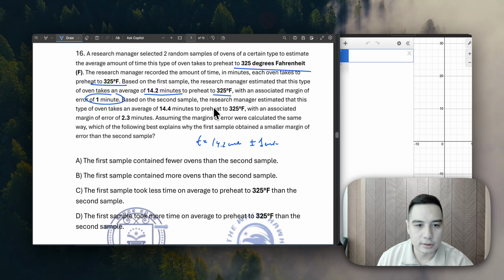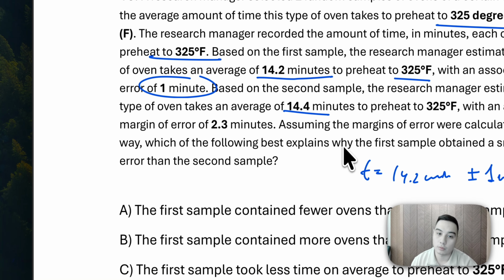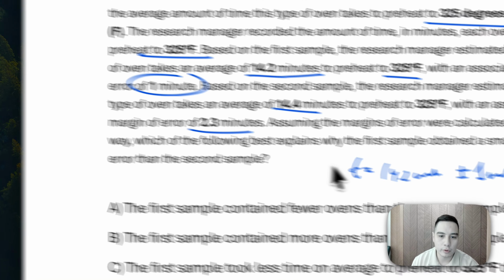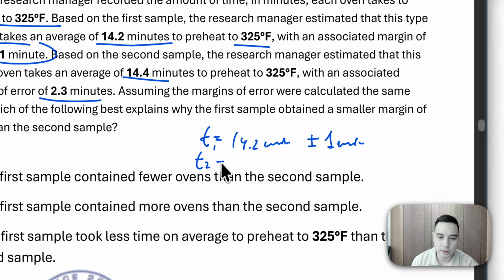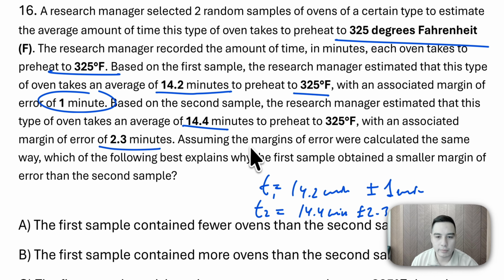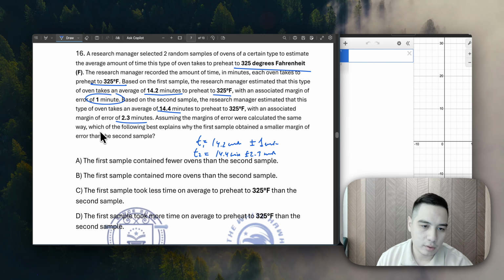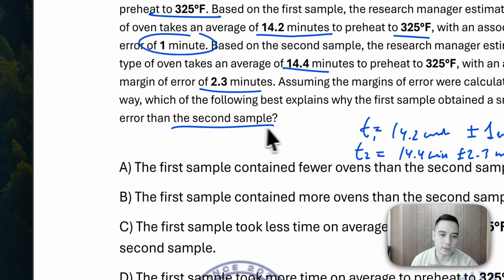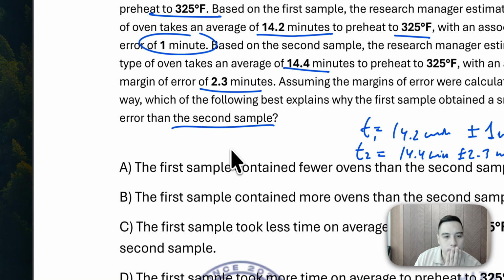Based on the second sample, the research manager estimated it takes on average 14.4 minutes, with a margin of error of 2.3. That means plus or minus 2.3 minutes. Assuming the margin of error was calculated the same way, which of the following best explains why the first sample obtained a smaller margin of error than the second sample?